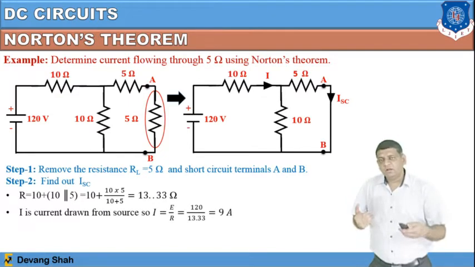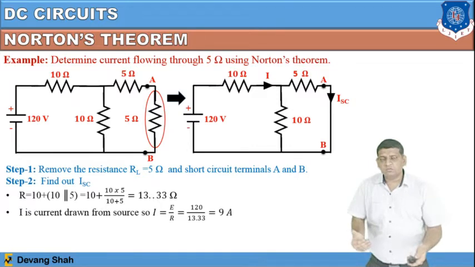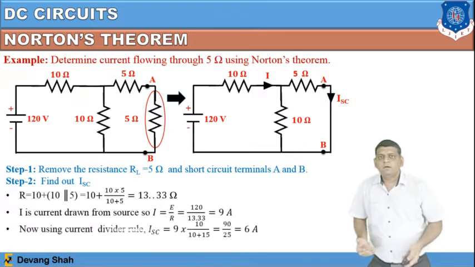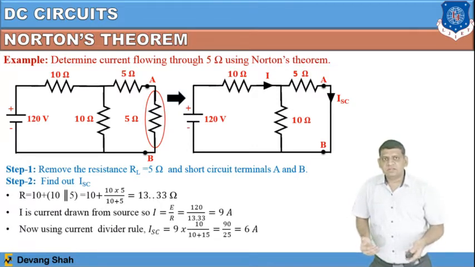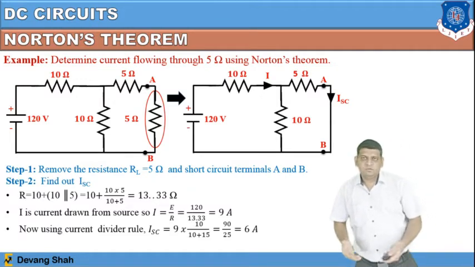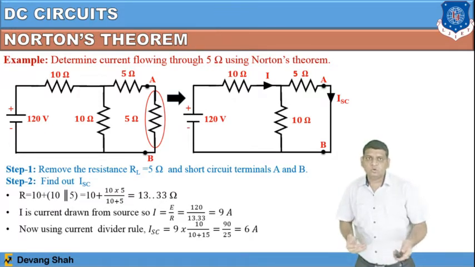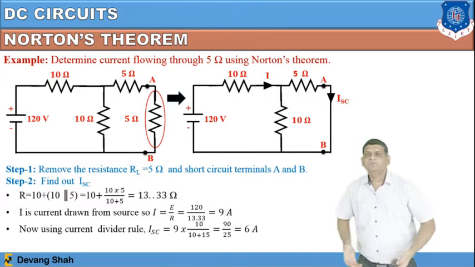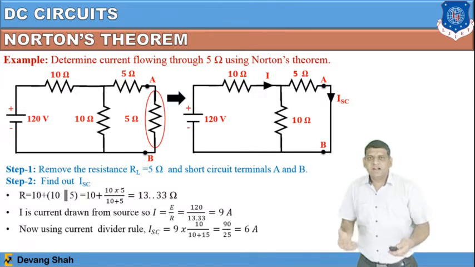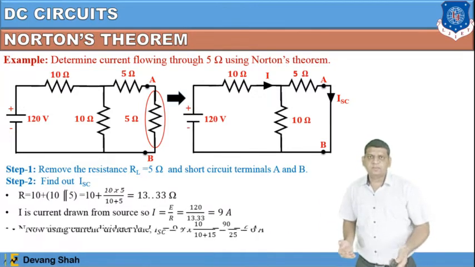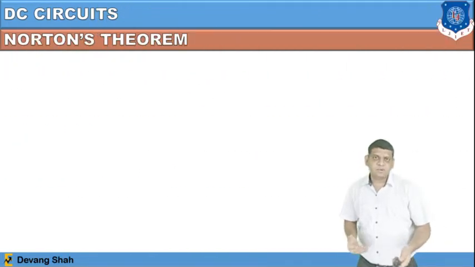From there you can find the total current of the circuit, which is passing through the 10 ohm resistance, that is 9 ampere, and from there you can find the ISC using the current divider rule. You use this equation, I is equal to 9 ampere, so 9 multiplied by 10 divided by 10 plus 15. Using the current divider rule, you can find the value of ISC, right? So that is 6 ampere. Now ISC is 6 ampere.